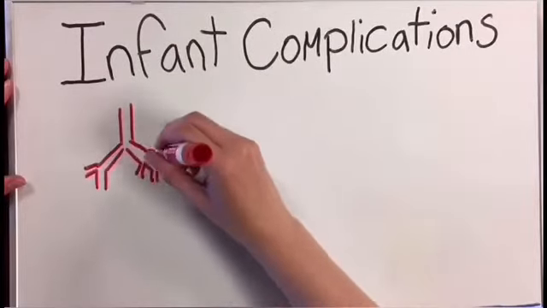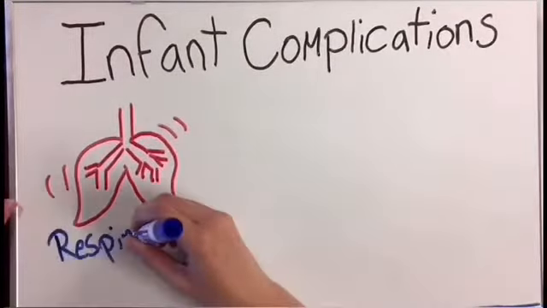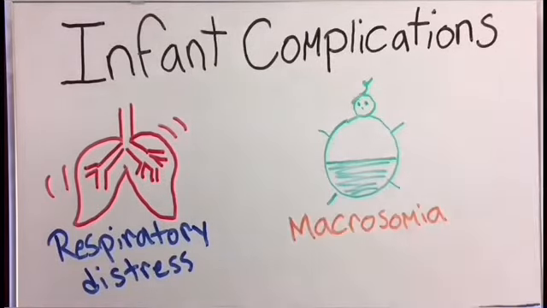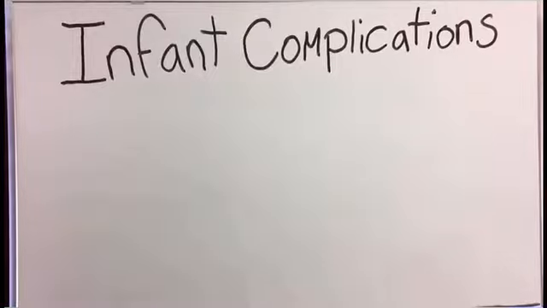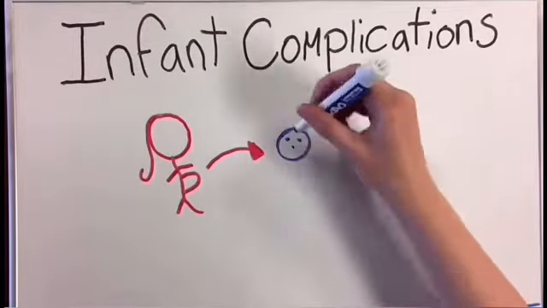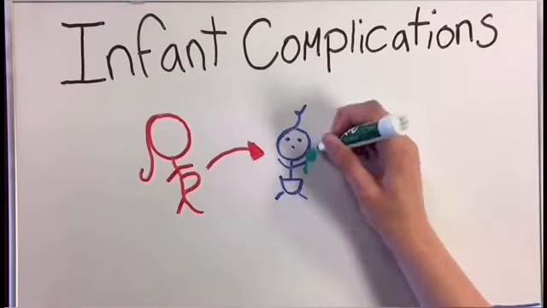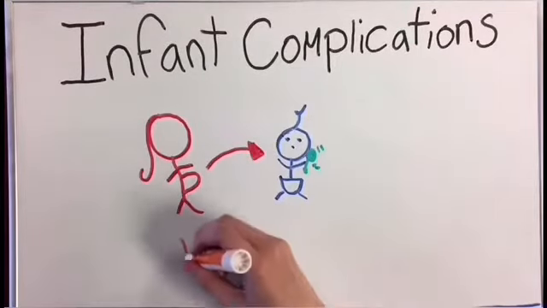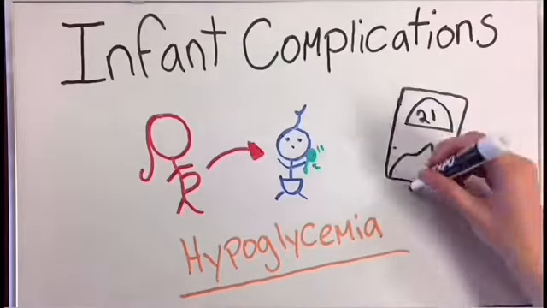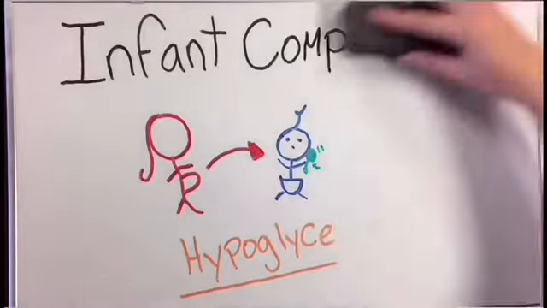Infant complications after birth may include respiratory distress and injury caused by macrosomia. The newborn is at risk for hypoglycemia because it leaves the high insulin environment that was in utero and enters a low insulin environment. Close monitoring of the newborn is required following birth.